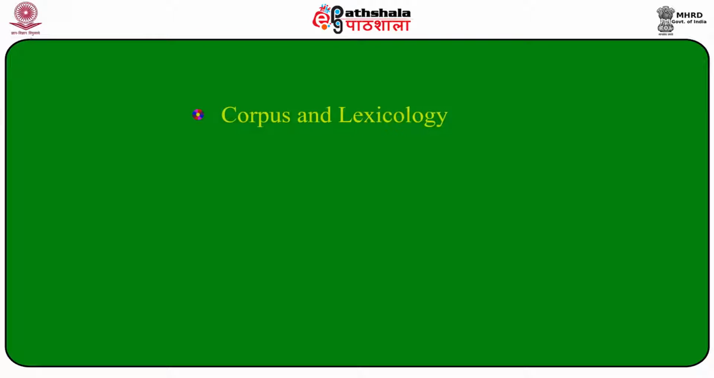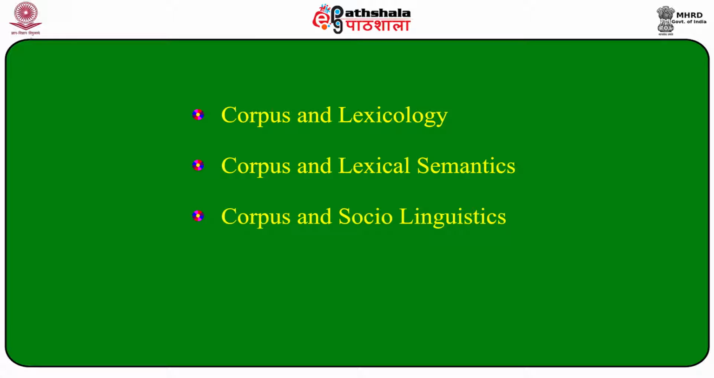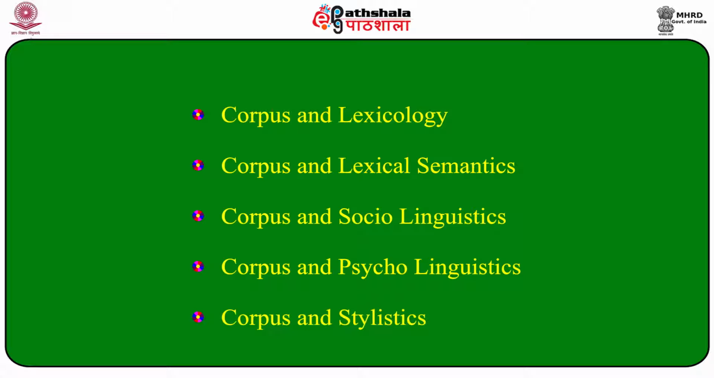So here we are actually concentrating on 4 or 5 major disciplines with reference to the tasks already carried out: corpus and lexicology, corpus and lexical semantics, corpus and sociolinguistics, corpus and psycholinguistics, and corpus and stylistics. We will go one by one and try to understand how this is helping us to understand those disciplines or some branches of linguistics in a better way with reference to the corpus.